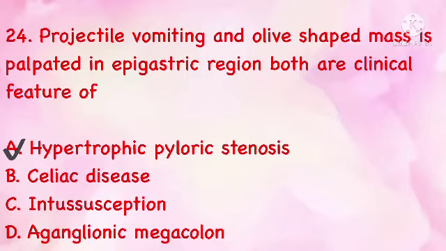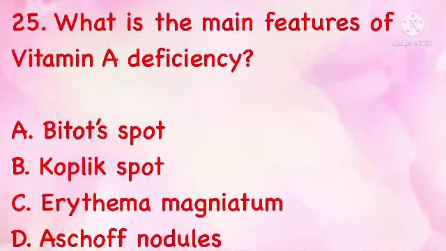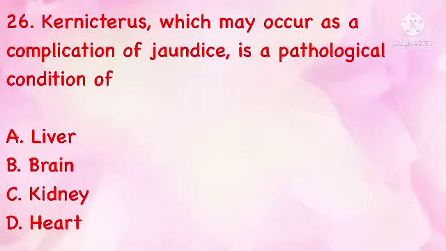Hypertrophic pyloric stenosis. What is the main feature of vitamin A deficiency? Bitot spot, Koplik spot, erythema marginatum, Aschoff nodules. And the correct answer is A. Bitot spot. Kernicterus, which may occur as a complication of jaundice, is a pathological condition of liver, brain, kidney, heart. And the correct answer is A. Liver.